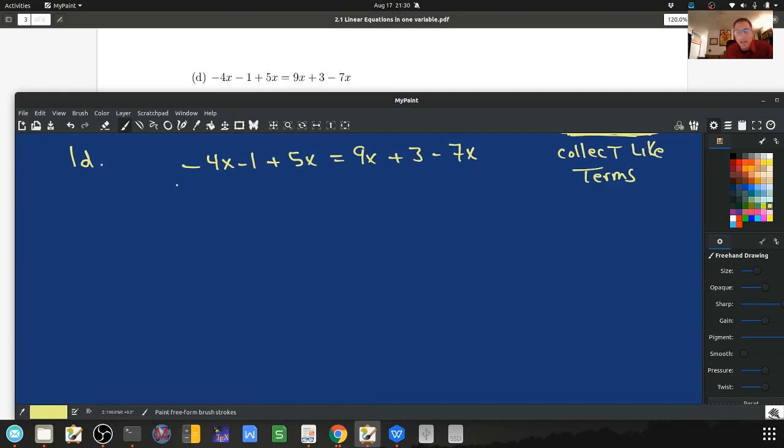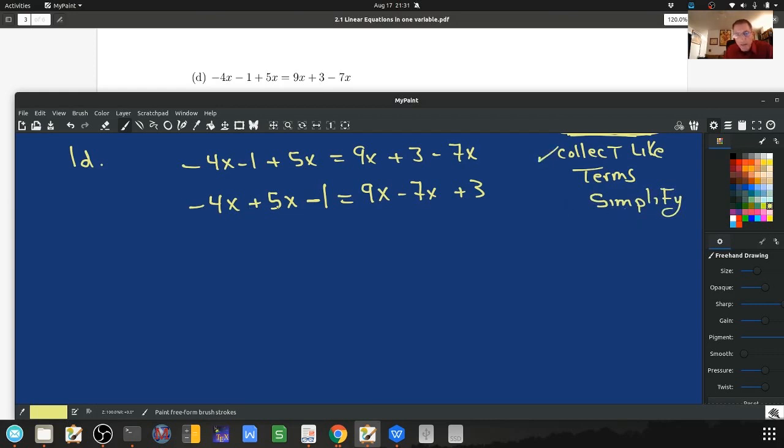So I'm going to collect like terms by writing the like terms next to each other first. The variable terms on the left-hand side I write next to each other, but I can't forget the minus 1. And over here I'm going to write the variable terms next to each other. And I can't forget the plus 3. So now, after we've collected like terms, we're going to simplify.